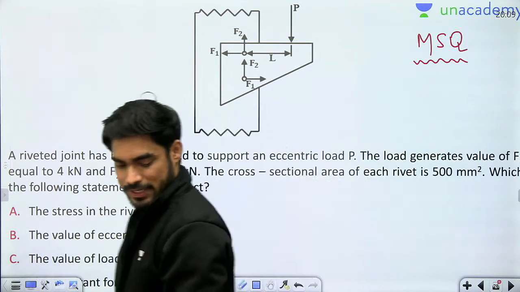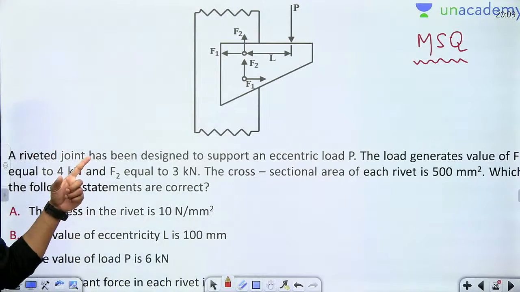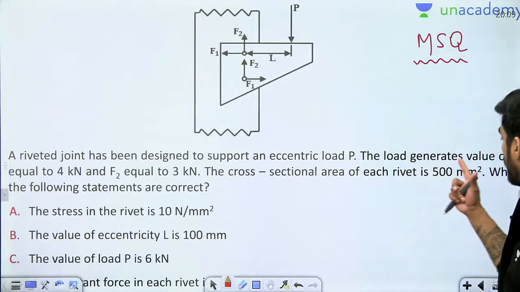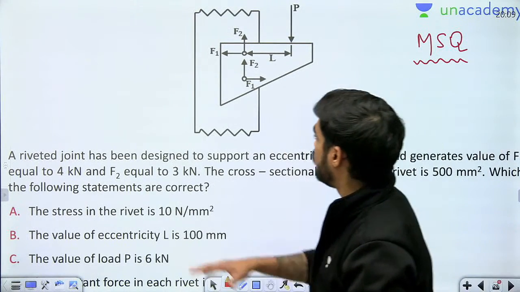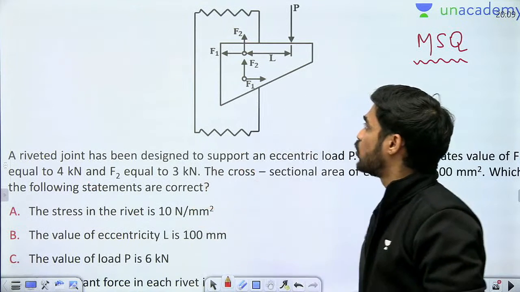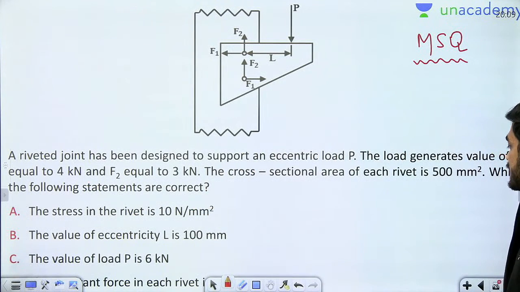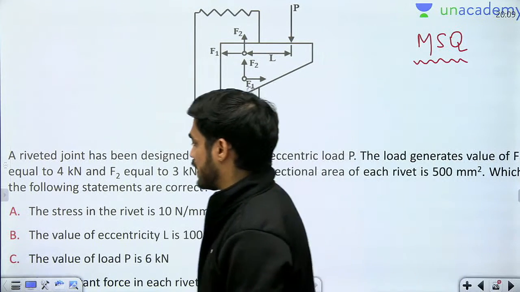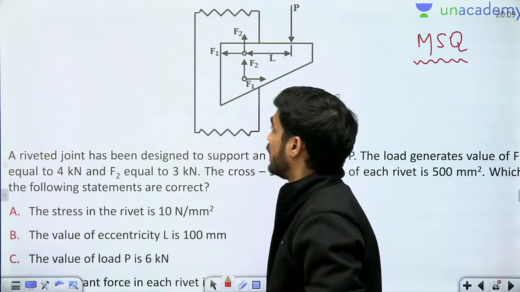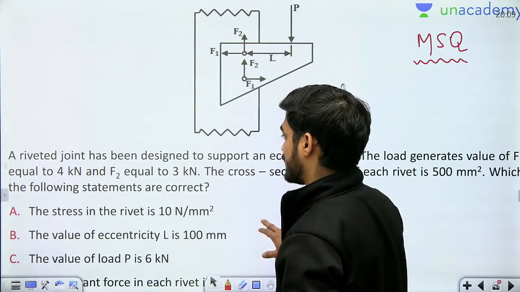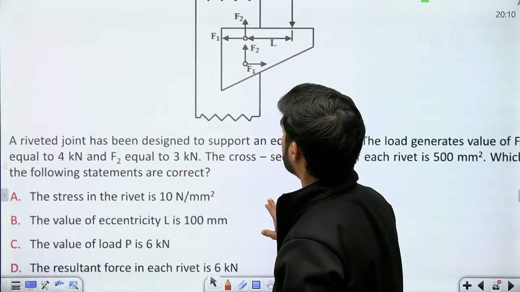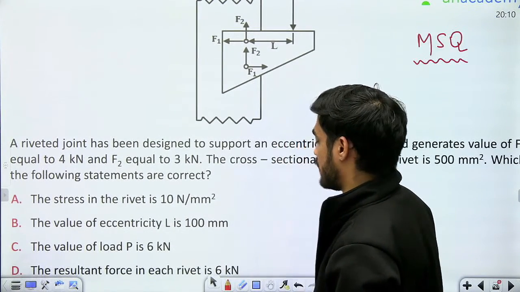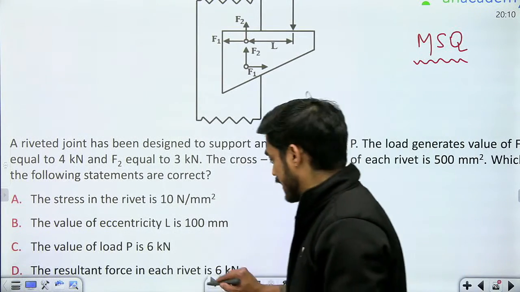Okay, so a riveted joint has been designed to support an eccentric load P. The load generates values of F1 equal to 4 kilonewton and F2 equal to 3 kilonewton. Cross sectional area of each rivet is 500 mm square. Which of the following statements are correct? One second, the last statement is not visible. I think now it is visible. So which one is correct?